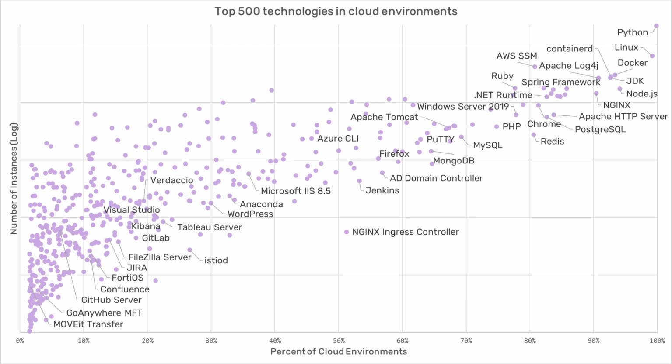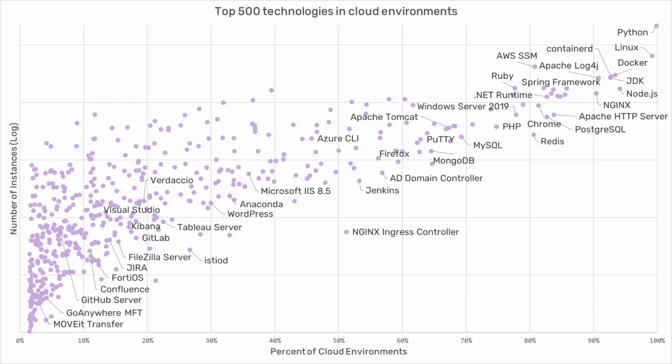Here we have a huge graph, which I assume people in the back don't really see that well, so I'll explain as best as I can. That's the top 500 technologies that we see in cloud environments by prevalence. The x-axis is the percent of cloud environments that have those technologies, and the y-axis is the number of instances that are running those technologies.